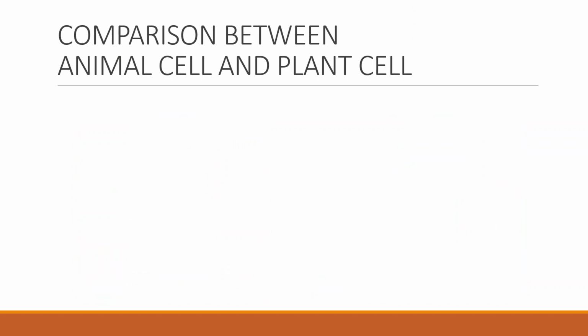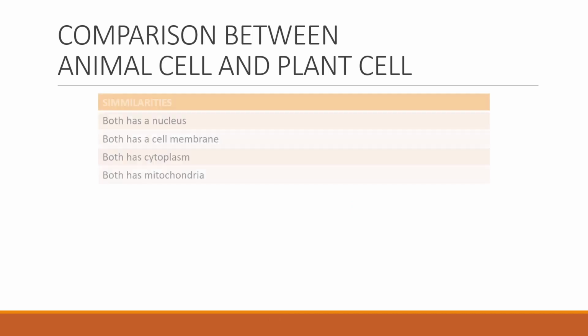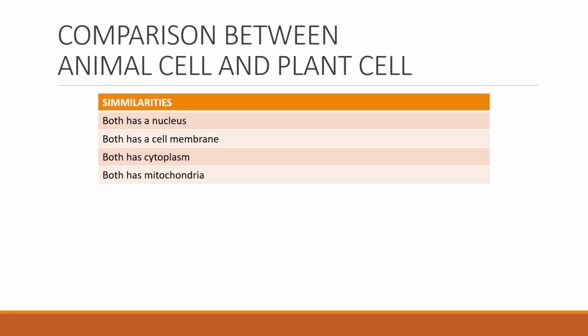Alright, so now that we have learned the plant cell and animal cell structures and functions, we will be comparing between both of the cells. First up, we'll learn about the similarities. Both have a nucleus, both have a cell membrane, both have cytoplasm, and both have mitochondria, as you have seen from just now. Right, now for the differences.